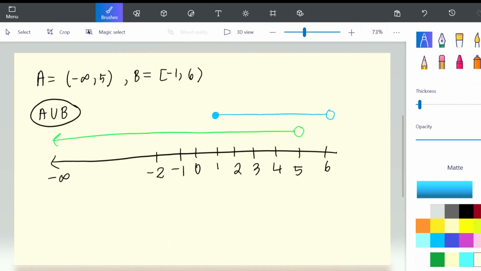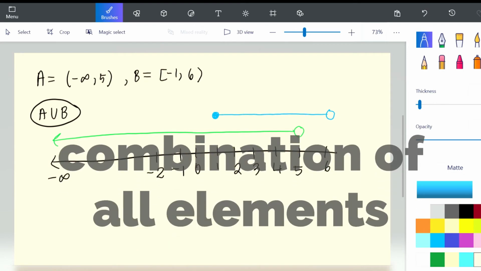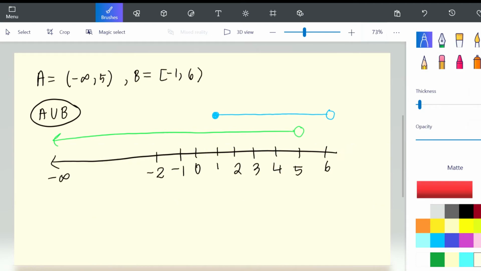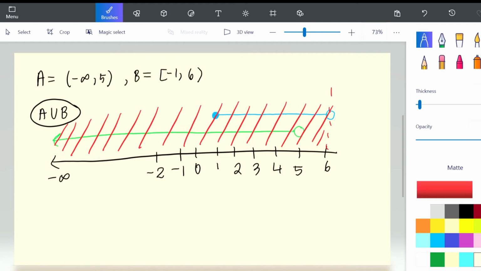Okay, union means the combination of all elements of sets. This means the union between A and B is all elements of set A and set B. Notice that, is 6 included? No, because 6 is not included in set B. So the interval for this union starts from negative infinity and ends with 6, but it doesn't include 6.